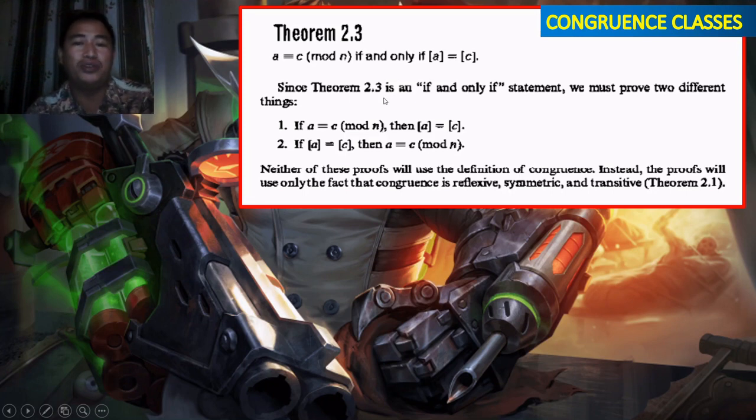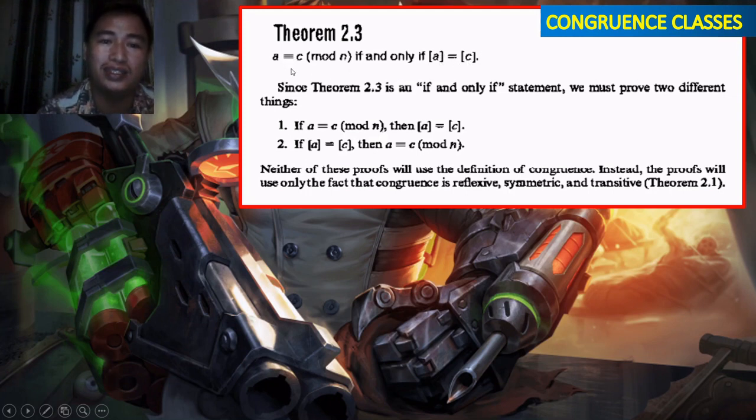Since Theorem 2.3 is an if and only if statement, we must prove two different things. First, we suppose the congruence and show the classes are equal. Second, we suppose that the equivalence classes of a and c are equal.